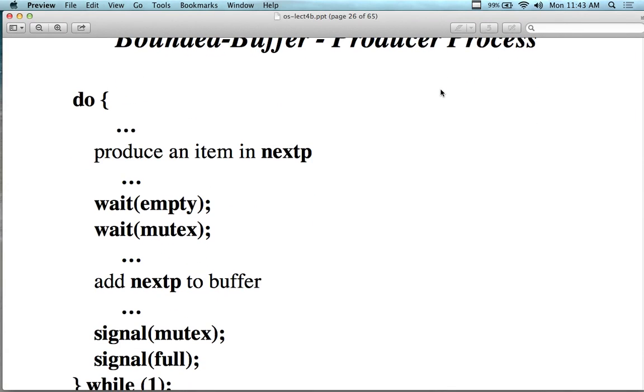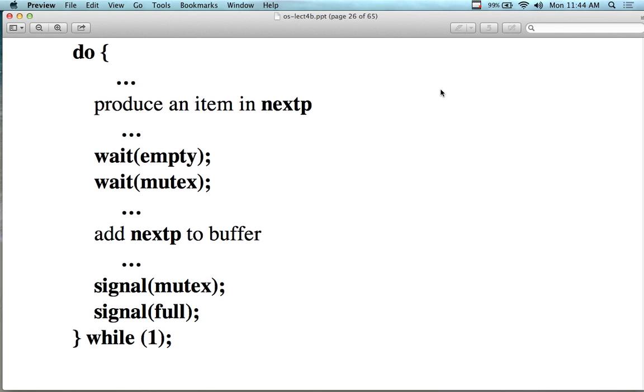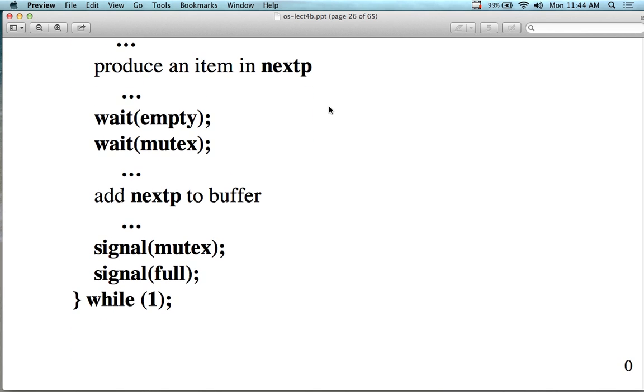So if we were to look at the source code associated with the producer-consumer scenario with a bounded buffer, we'd have something like this. Produce an item, and then wait, and then we have a check on empty, and then a check on a mutex. So instead of just one or two mutexes, there are three to check for different scenarios.